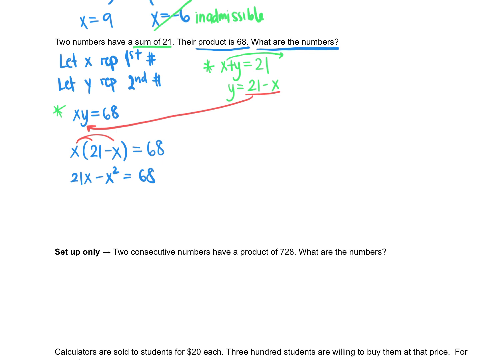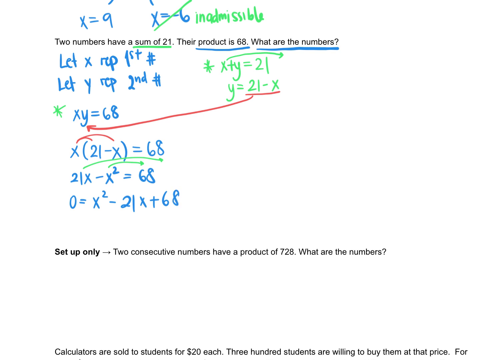This now just becomes a solving equation question. We're trying to find the numbers. One of the numbers is x, so let's solve for x. I need one side to be equal to 0. I'm just going to bring this over to the other side so that the x squared becomes positive. So x squared minus 21x plus 68.